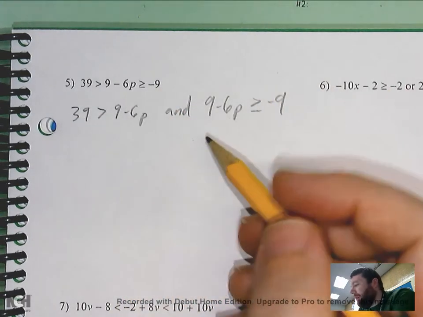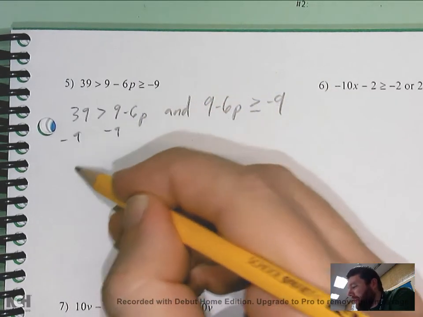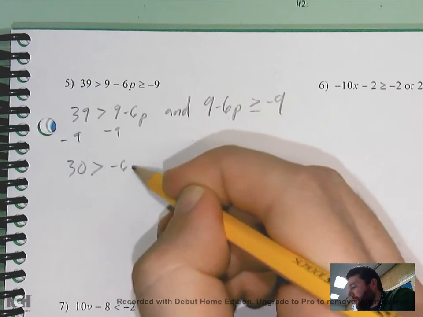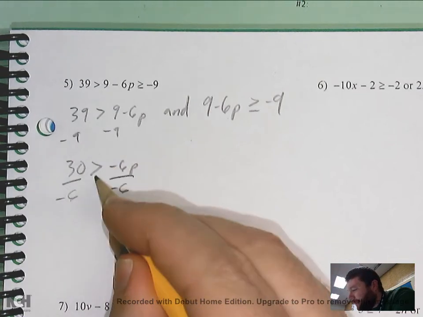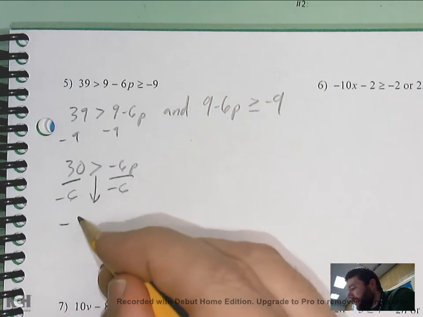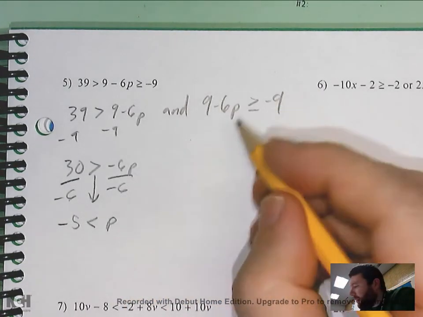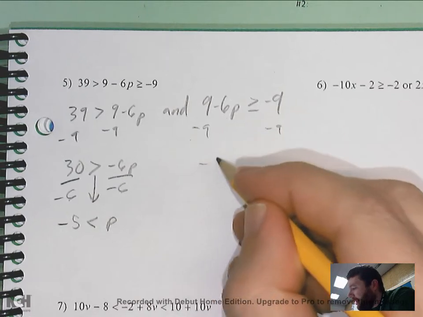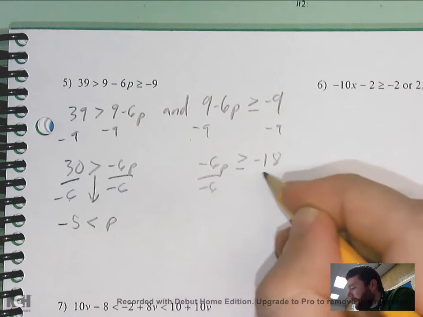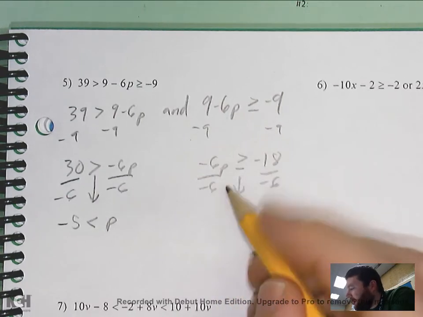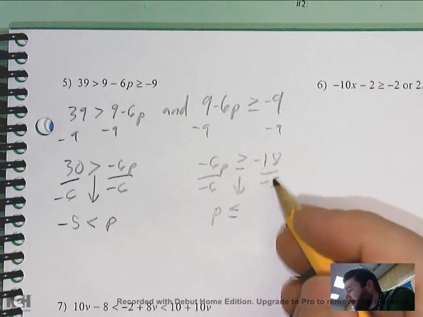So to solve these are 2-steppers, right? We're going to subtract the 9 first. Gives you 30 is greater than negative 6p. And then you divide by negative 6, which is going to flip the inequality sign, and you're going to get negative 5 is less than p. Same idea on this side. You subtract the 9 first, which gives you negative 6p is greater than or equal to negative 18. Divide by negative 6, and it flips the sign, and p is now less than or equal to positive 3.